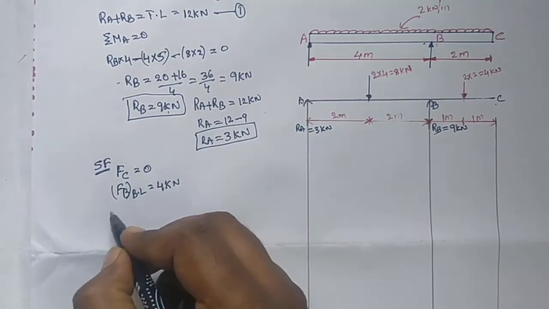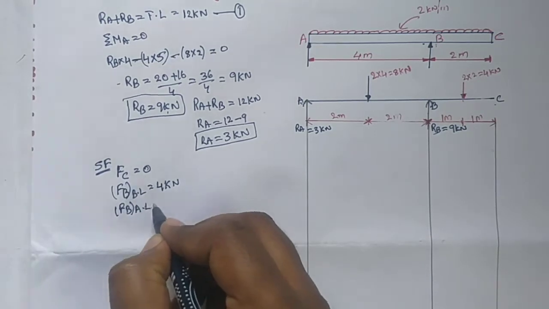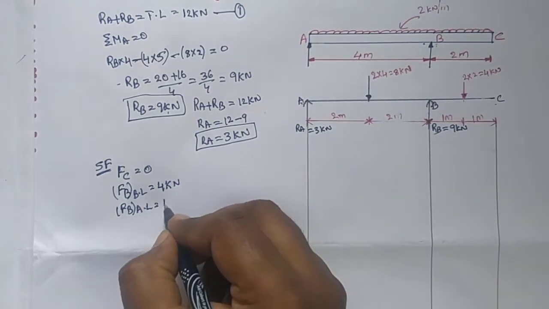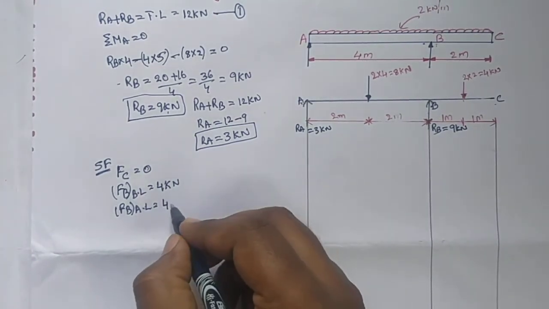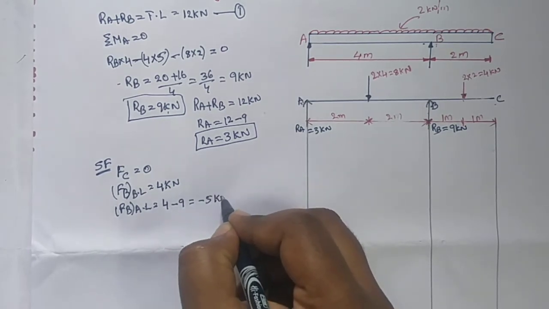Next, similarly, shear force at point B after load. After load means we need to consider the reaction force also. The reaction force is acting upward, so it is 4 minus 9, which equals minus 5 kilonewtons.